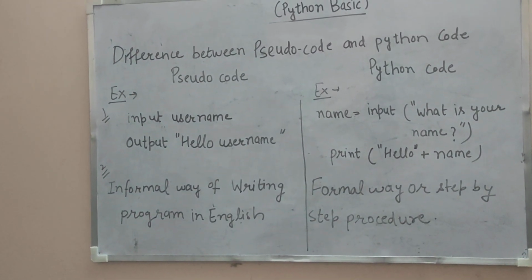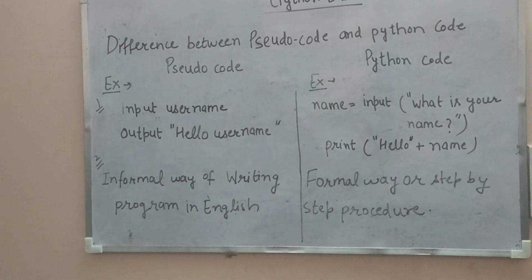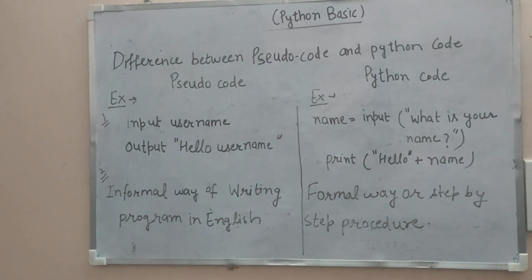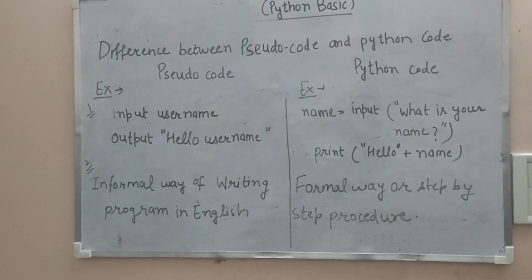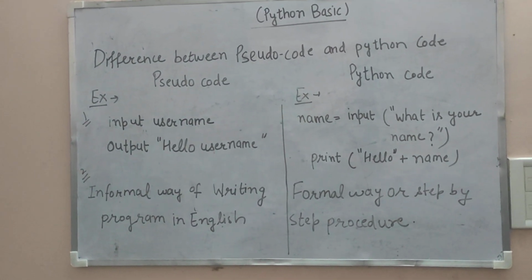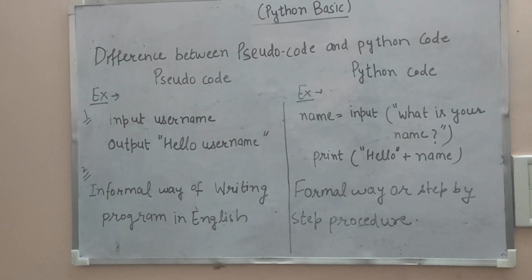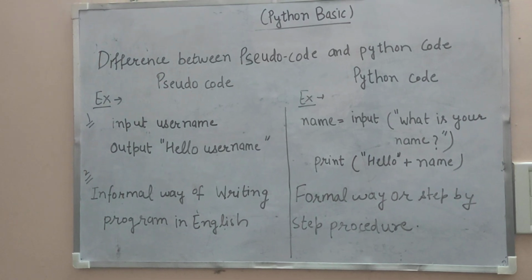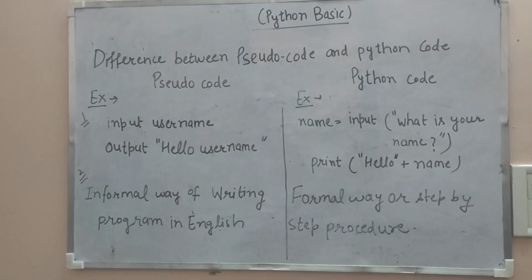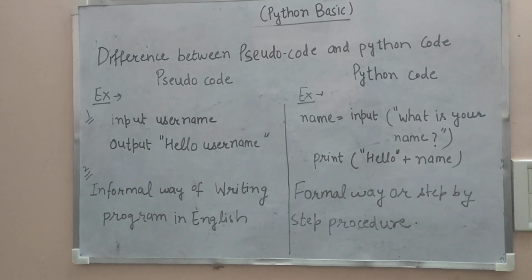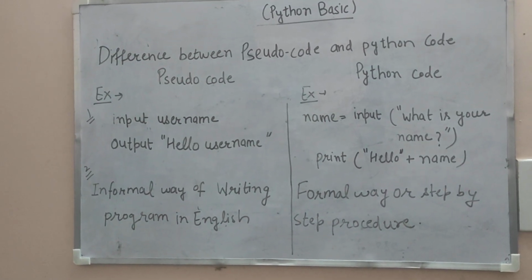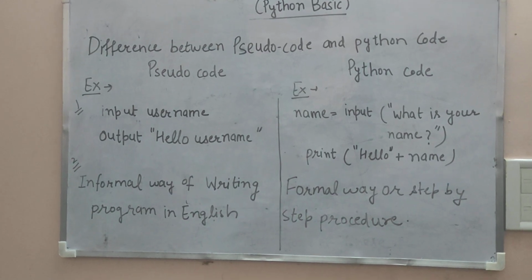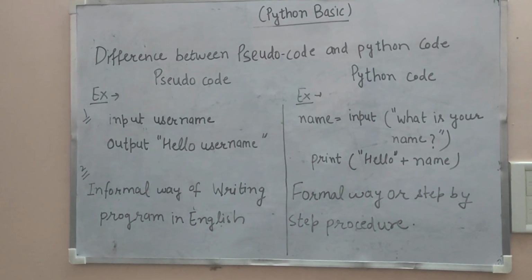You can see in the first example: input user, output hello username. In this you just write in an informal way according to your understanding, but in the Python code you are giving the instruction to the interpreter, in script mode or interactive mode. According to that instruction, it follows the code and gives output on the basis of your instructions. So that is the basic difference between pseudocode and Python code.